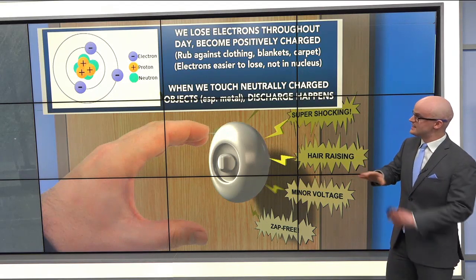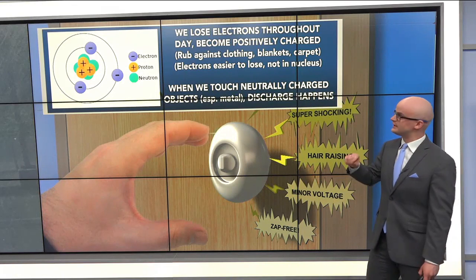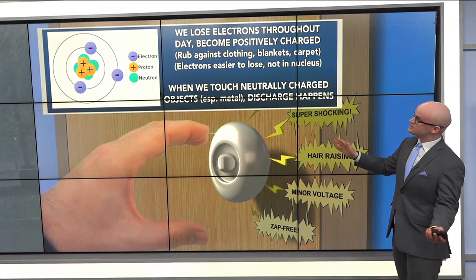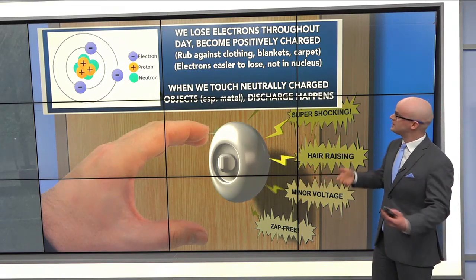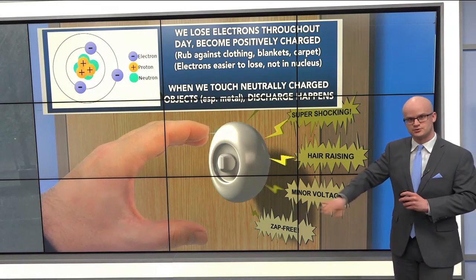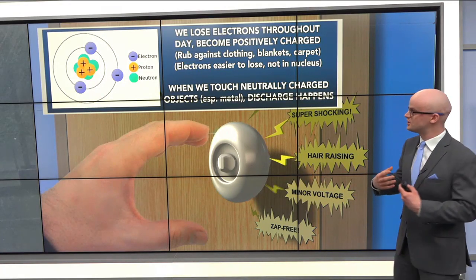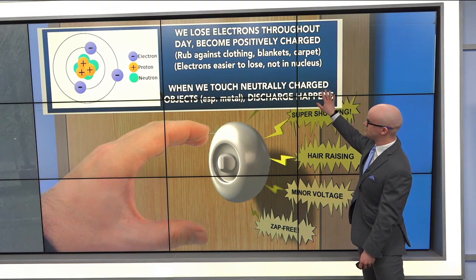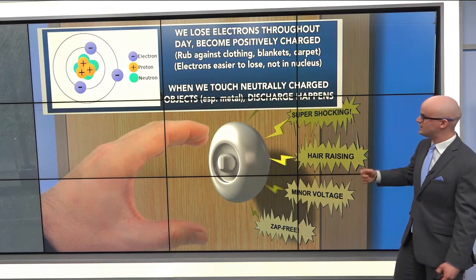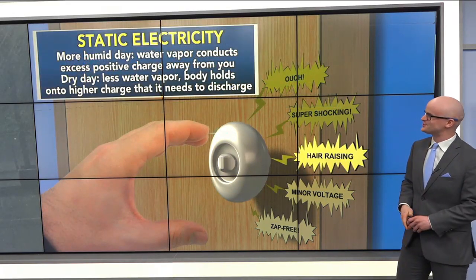But the electrons are easier to lose from those atoms. They're on the outer rings. And we lose those electrons throughout the day just by rubbing against clothing, blankets, or carpet. So we become positively charged because we're losing those negative charges. And with that buildup of positive charge within our bodies, when we touch neutrally charged objects, especially metal ones, that discharge happens, and it can be pretty hair-raising or super shocking.